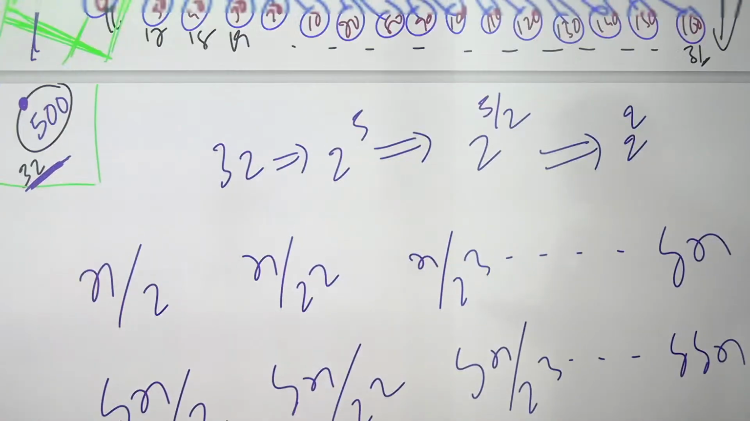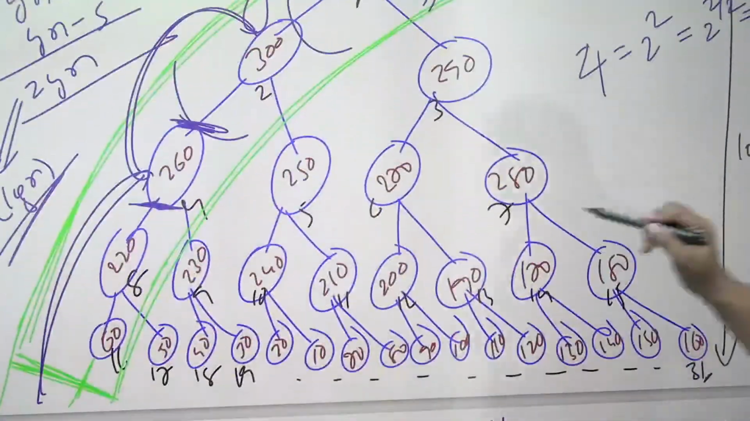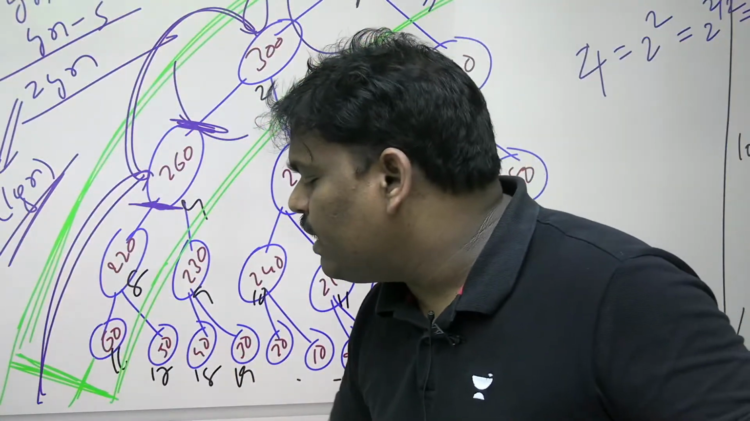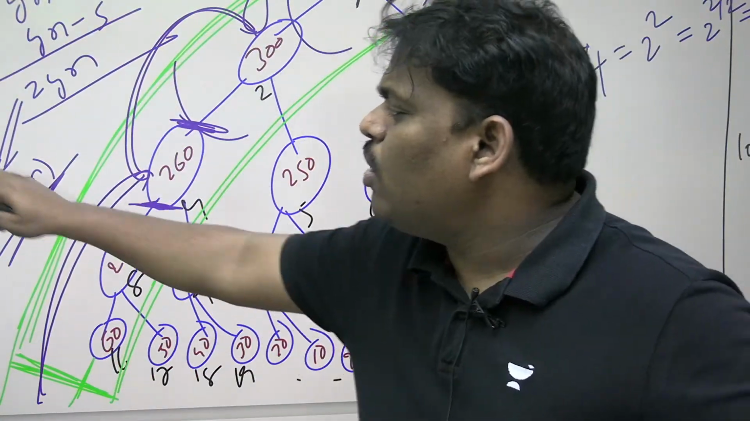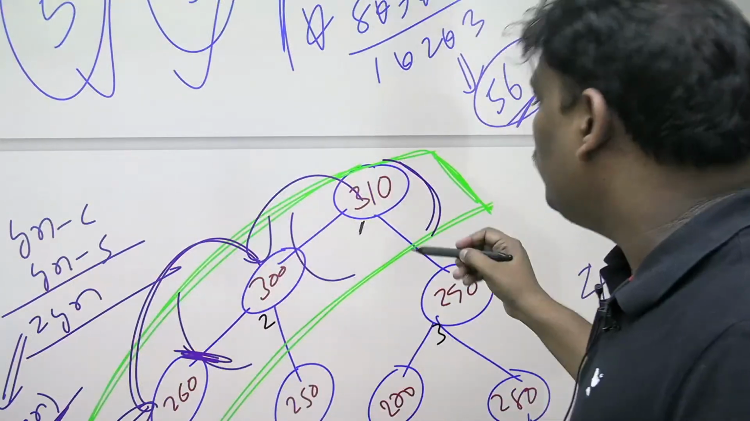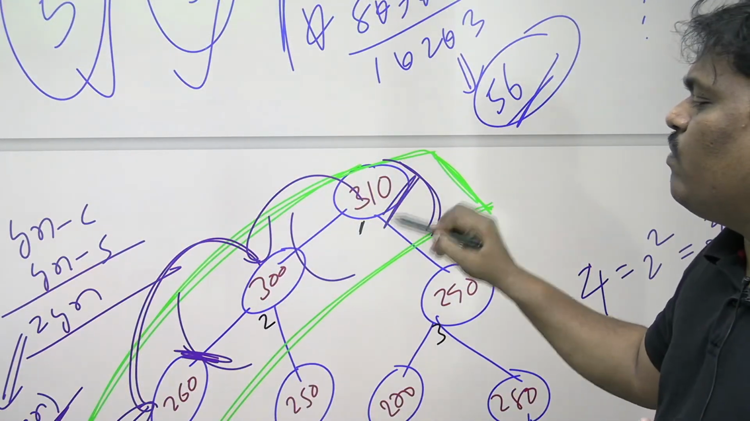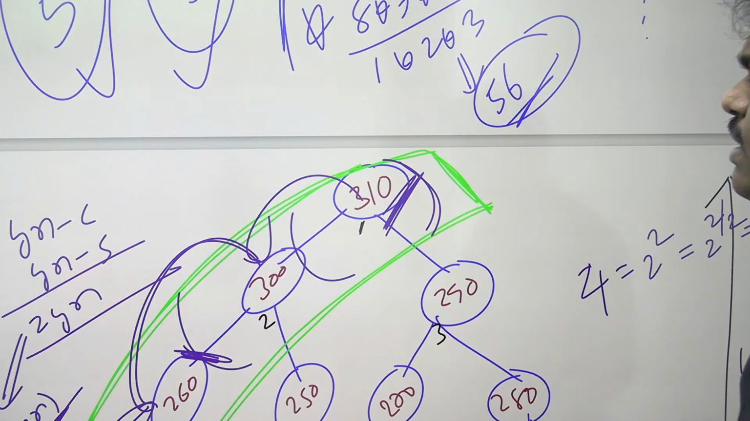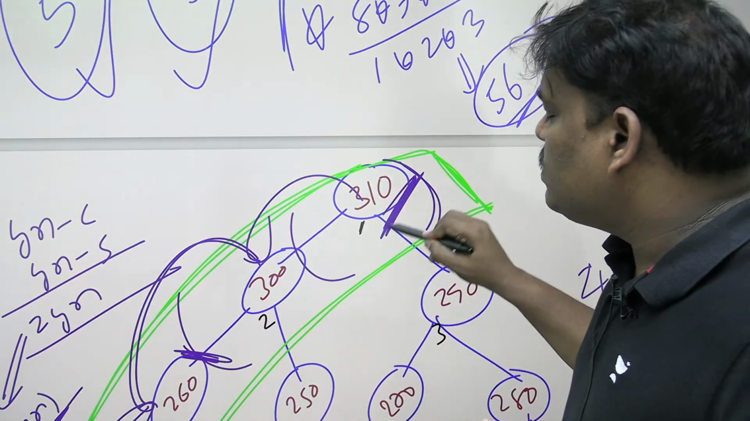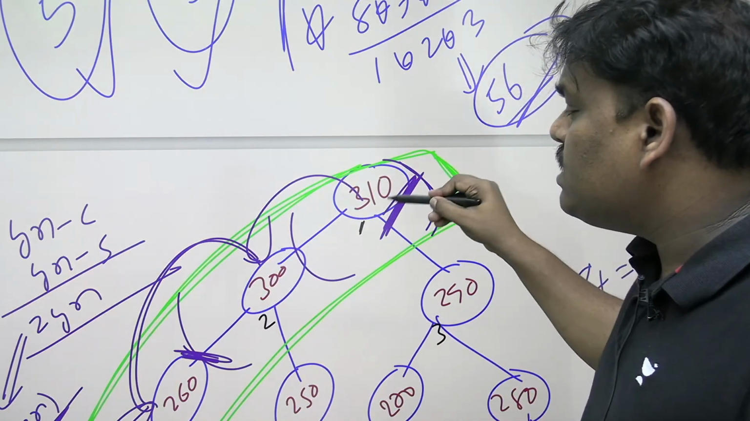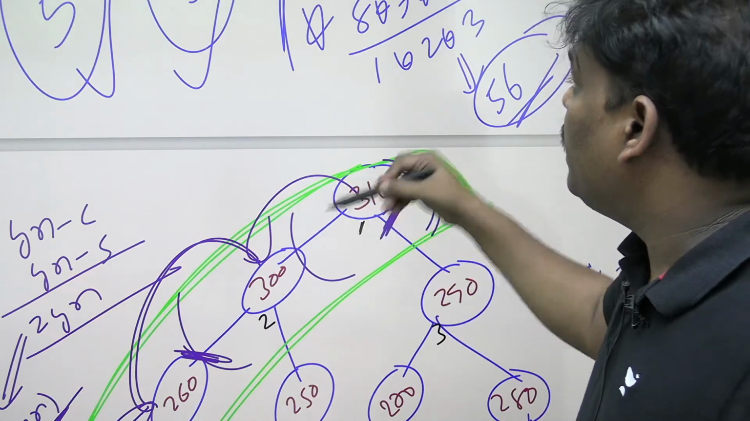See this one. Some people are asking about log n comparisons. For this 500, I applied log n comparisons. Finally, I got to know this is the correct place of 500. In the max tree, 500's correct place is this. To know 500's correct place is this one, log n comparisons are over.